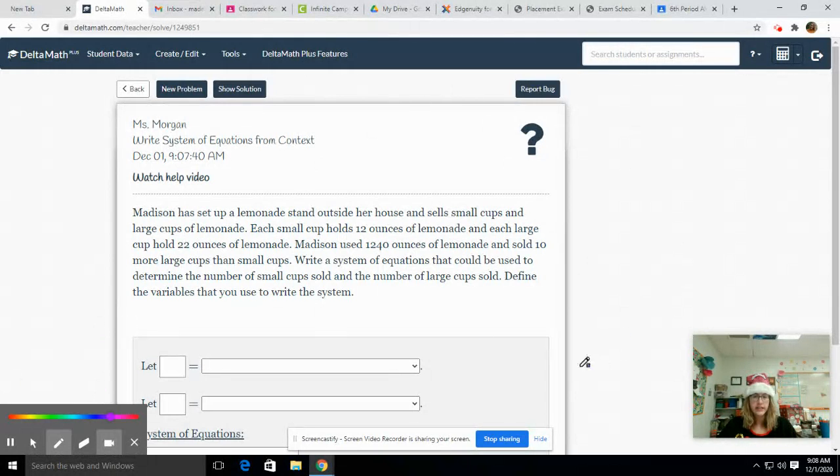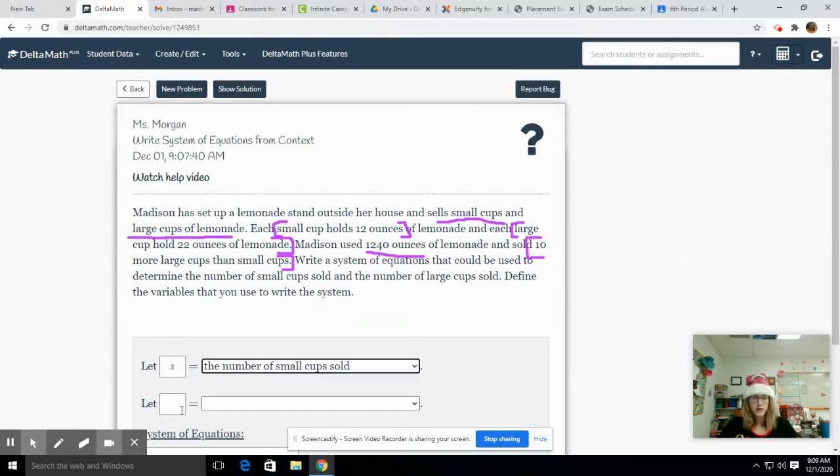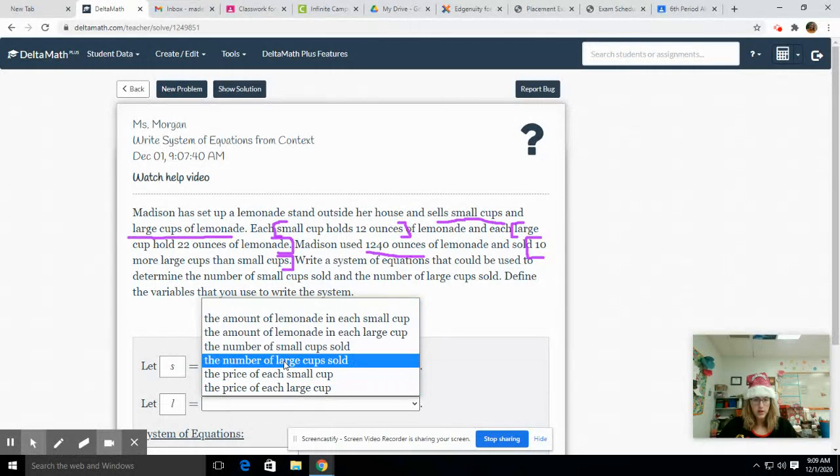So again, we're going to get out our highlighting tool. We're dealing with small cups of lemonade and large cups of lemonade. Each small cup holds 12 ounces. Large is going to hold 22 ounces. And she used a total of this much. And she sold 10 more large cups than small cups. So we're dealing with small cups and large cups. We're going to let S be the number of small cups, and we're going to let L be the number of large cups.